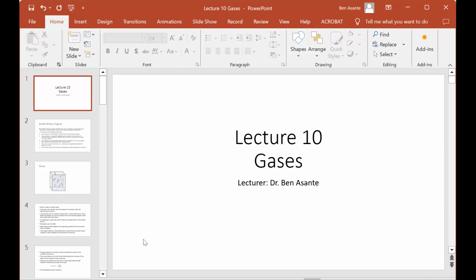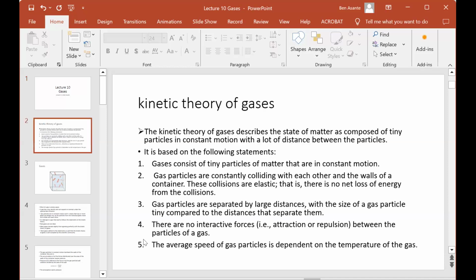All right, if you don't remember that, let's learn the gases, okay? We are going to do the kinetic theory of gases, and then we do some laws involved with gases. All right.